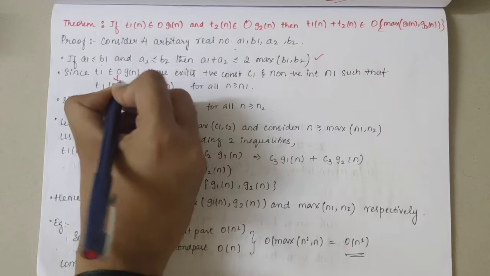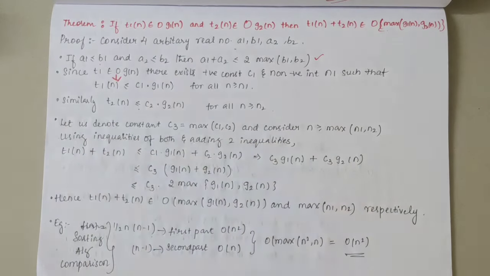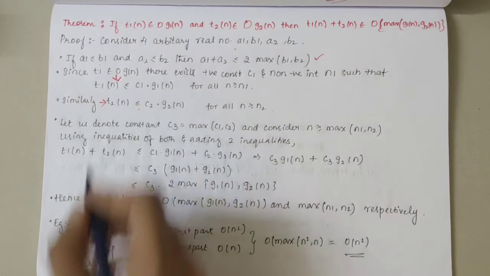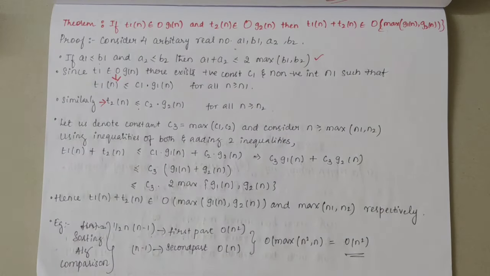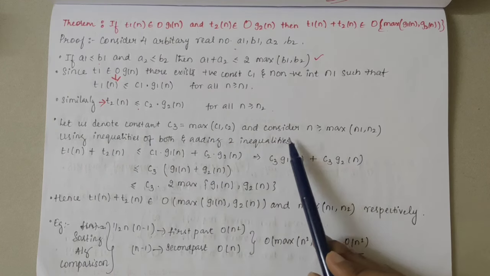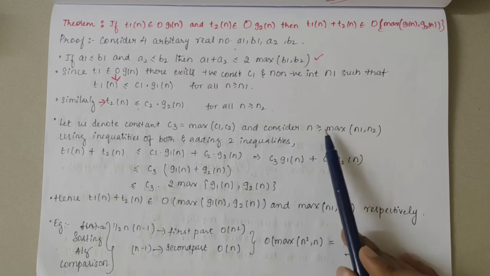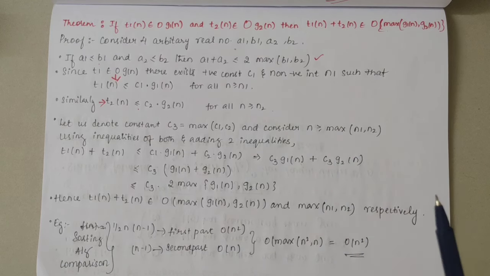Here we have, since T1 belongs to big O of G of n, it should satisfy this condition, right? And for C2 also it should satisfy this condition, right? For T2 also it should satisfy this condition. These two are understood by the big O notation definition. So let us denote constant C3 as maximum of C1 and C2, and consider n as greater than or equal to max of n1 and n2.